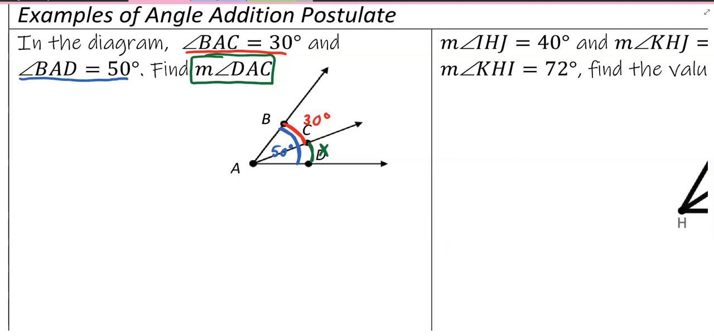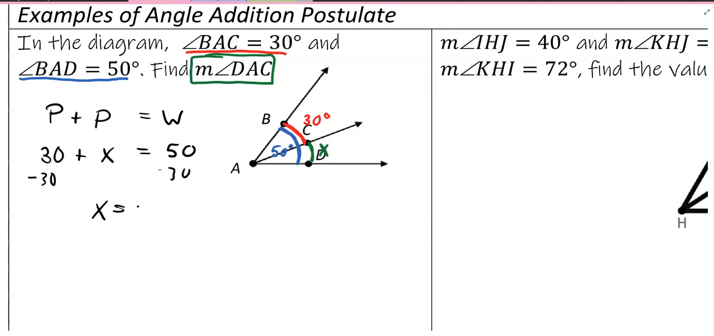So if we use the concept of part plus part equals whole, what we can see here is my first part is 30, my second part is unknown, so we'll call it X, and my third part is 50. So my equation is 30 plus X equals 50. All I have to do at this point is subtract 30 from both sides, and we get an answer of 20.